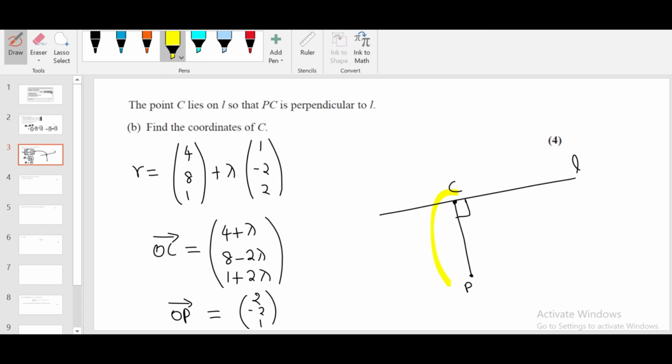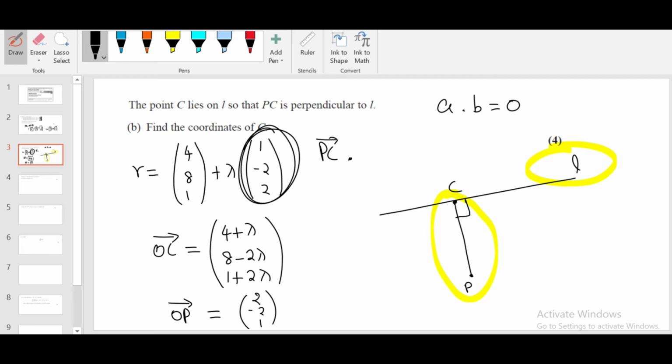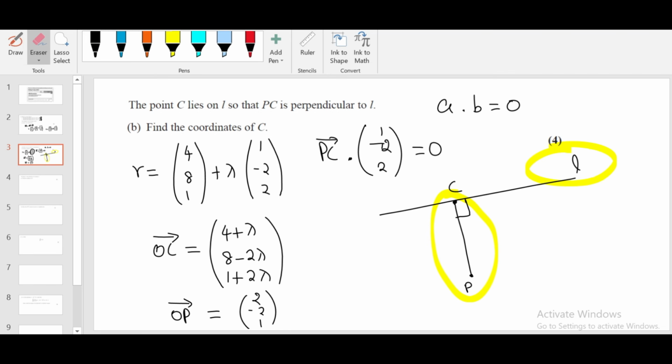This vector, the PC vector, is perpendicular to the line. You must have learned this in scalar product: if two vectors are perpendicular, the dot product of the vectors will be equal to 0. So in this case, the dot product of the PC vector with the straight line. We don't take the whole straight line, we always take the direction vector, the one associated with lambda, (1, -2, 2), is equal to 0.